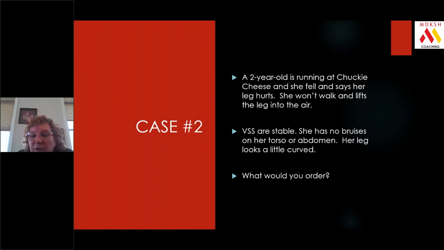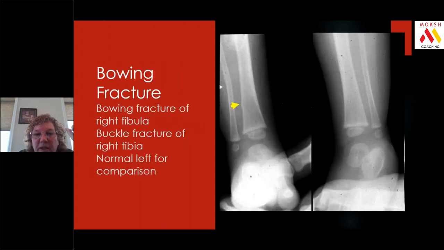A 2-year-old is running at one of our little places. It's called Chuck E. Cheese, where they can go and run around and jump on things and little balls and fall. And she falls and says her leg hurts. She won't walk and lifts the leg into the air. Remember on your board exam, if they will not put weight on their arm, or if they will not use their arm, or they will not put weight on their leg, you must assume it's broken. Kids don't get sprains and strains like adults. So if they are not using something, then you should assume it's a fracture. And yes, you would do another x-ray.